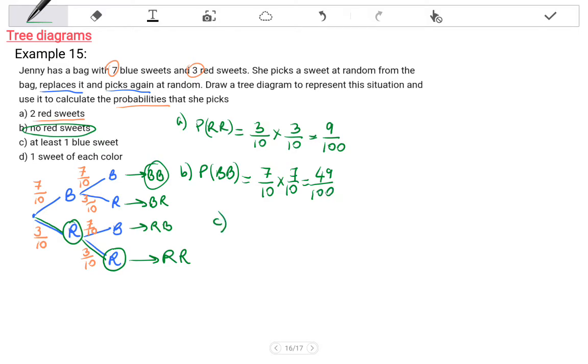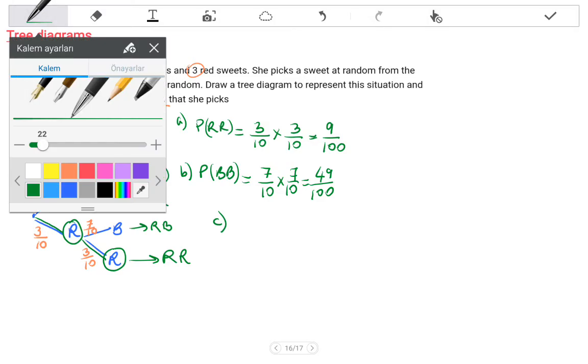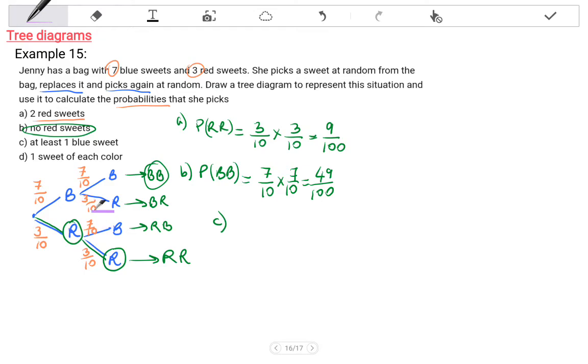In part C, we are looking for at least one blue sweet. At least one blue sweet means I may have one blue or more. So which ones are the desired outcomes that have this? Let's change another color. Let's choose purple. I'm looking for at least one blue. So there is at least one blue. There is at least one blue. No blues here, so I don't need red and red. But I may have more than one blue. So blue and blue may be one of my desired outcomes.